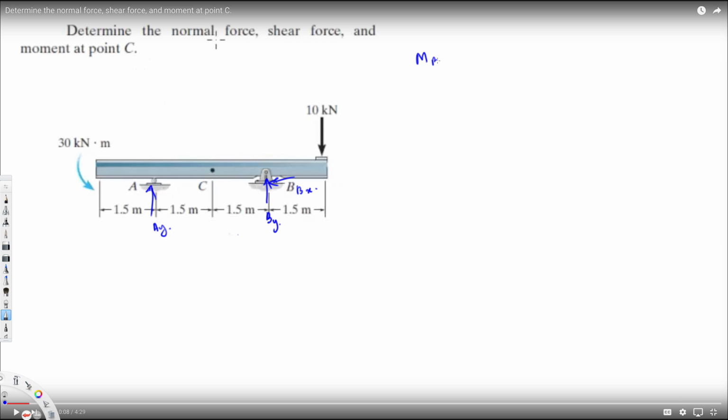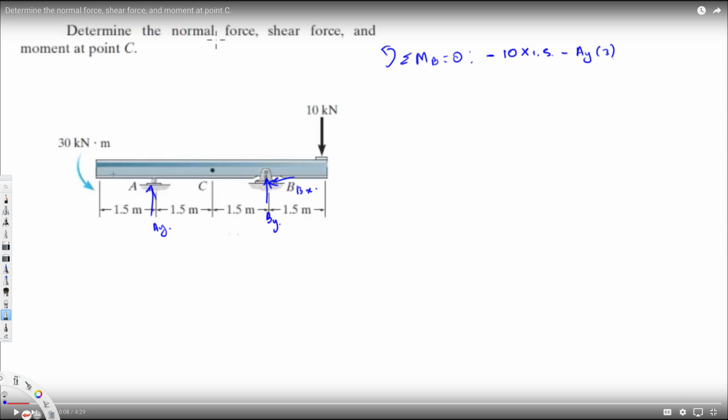If I take moment around B equal to 0 in statics, with counterclockwise positive, the 10 kilonewton force acting downward at 1.5 is pushing this object clockwise, so it's going to be minus 10 times 1.5. Then Ay is also pulling this object clockwise, so it's going to be negative Ay times 3.